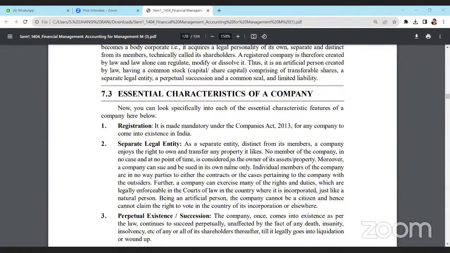The essential characteristics of a company: registration, meaning a company should be registered under the Companies Act 2013. Separate legal entity, meaning though the owner started the business, the owner and the business are different because the company is an artificial person. Perpetual succession means the company will run forever, irrespective of whether the owner is alive or not, because the legal heir will look after it. The company is started on the assumption that the business will be carried on forever.